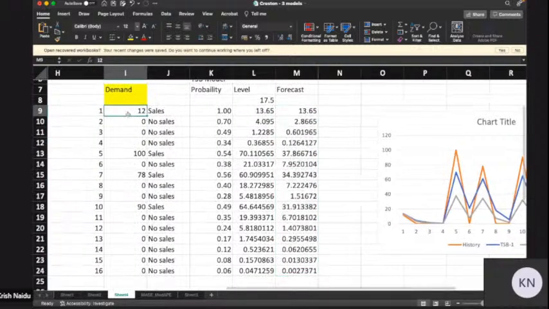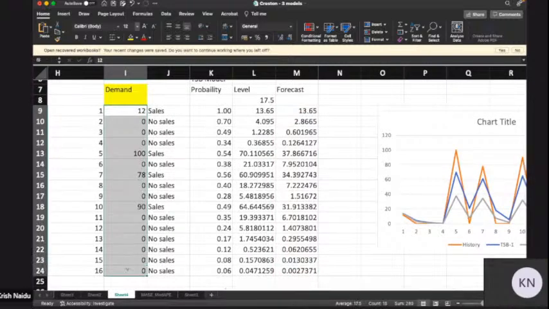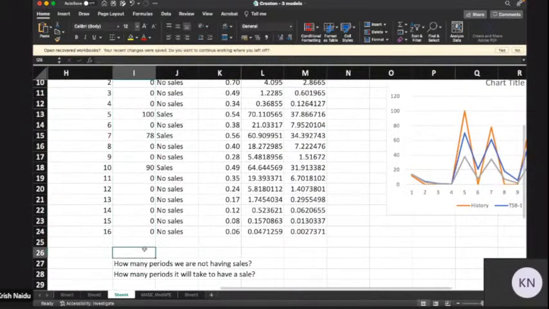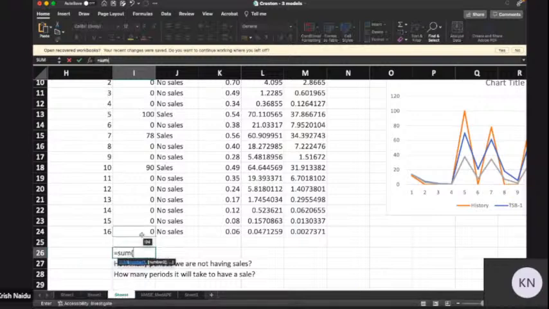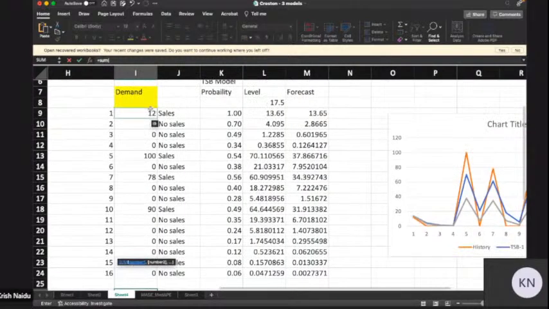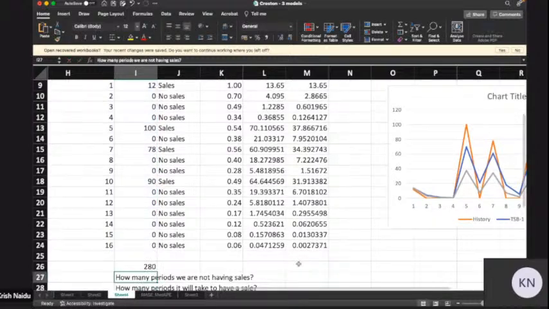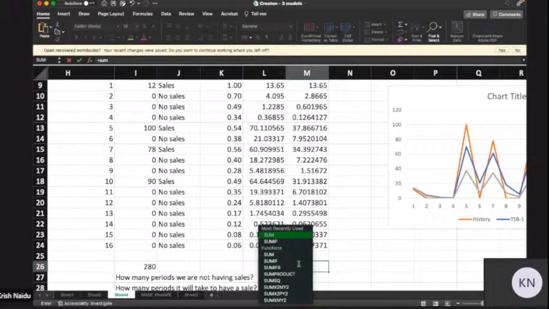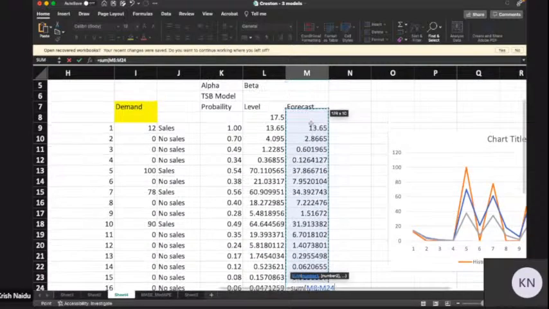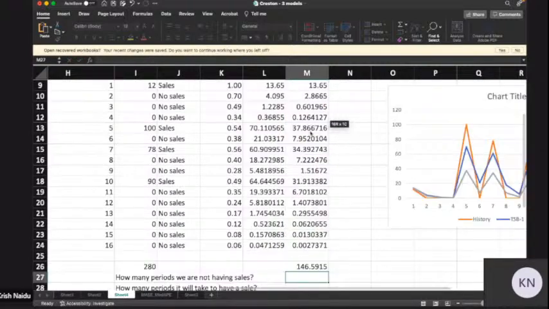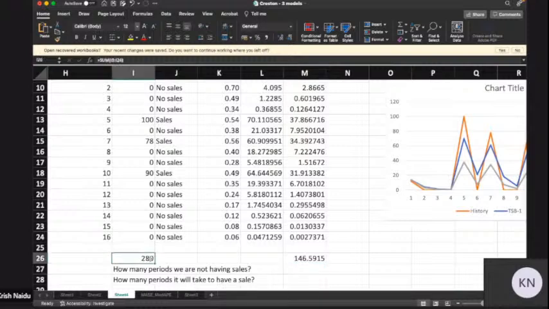Let's do the sum of this, and this is coming around 280. We need to further optimize this, so I will not discuss the optimization in this session. So let's add this. There is a huge gap, 282 and 146. Let's also bring this information.